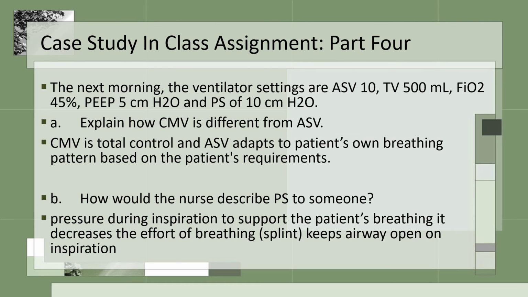So remember CMV, I want you to remember total control. It does everything for the patient. It controls every breath. ASV, the big word there is adapts. So it adapts to the patient's own breathing pattern based on the patient's requirements. It in real time will adjust to prevent hyperventilation and allows the patient to have ease of breathing. It's often used for weaning.